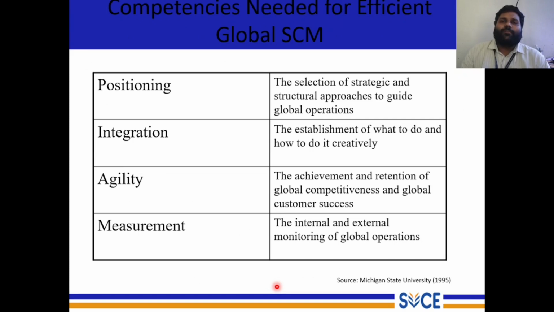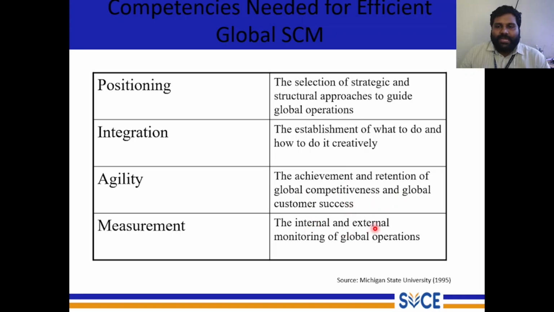So, what are the competencies needed for an efficient global supply chain? Positioning, integration, agility, and measurement. Positioning is the selection of strategic and structural approaches to guide the global operation. That is, you are positioning yourselves at the appropriate places and geographical locations for the best marketing. Integration is the establishment of what to do and how to do it creatively, followed by the achievement and retention of global competitiveness and global customer success.